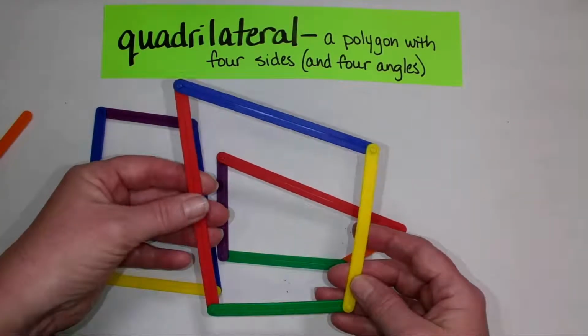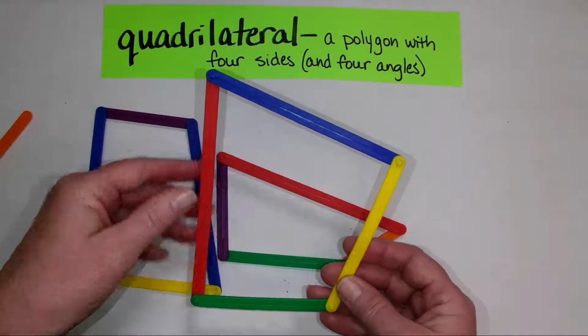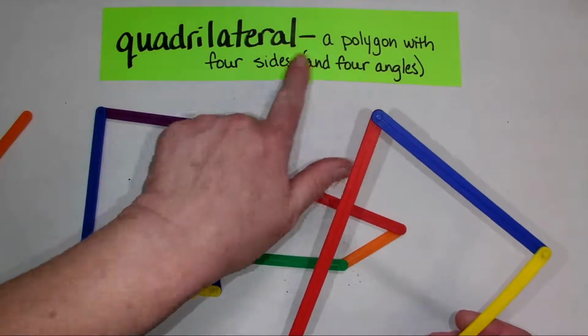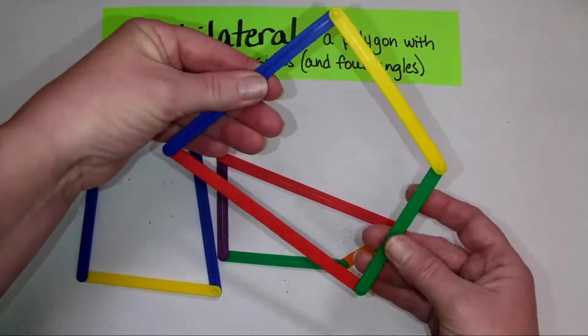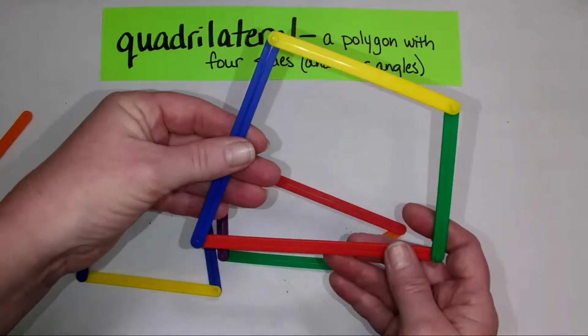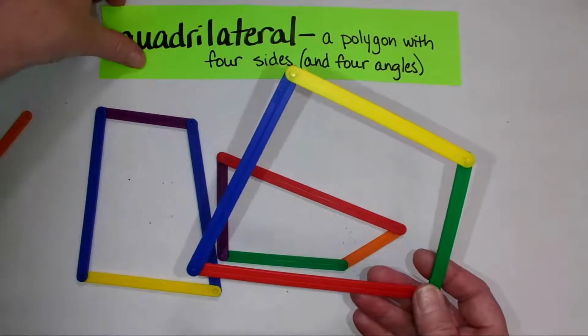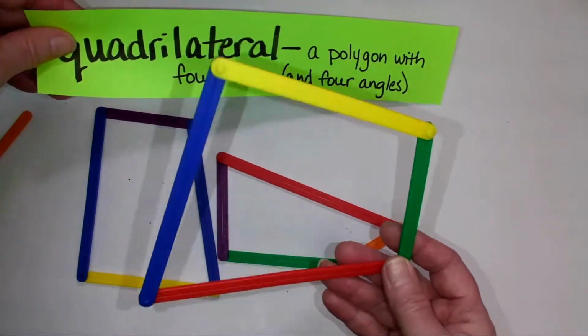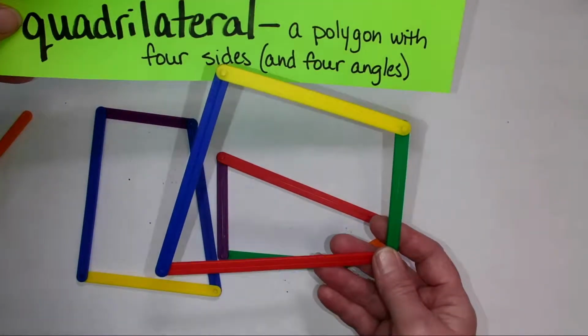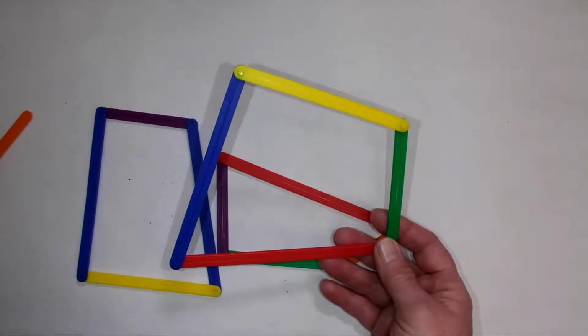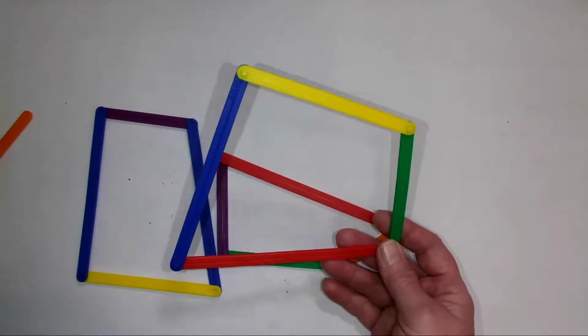I would ask them, how do you know this is a quadrilateral? Well, the definition says that it has 4 sides and 4 angles, and this has 4 sides. Then I'm going to have them change their shape just a little bit, or manipulate their shape just a little bit.